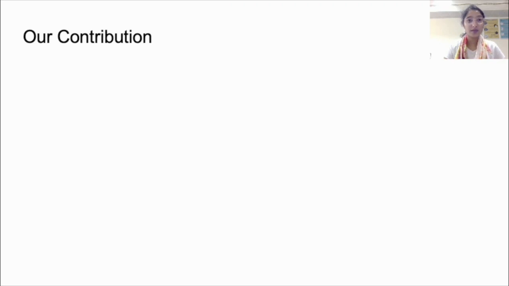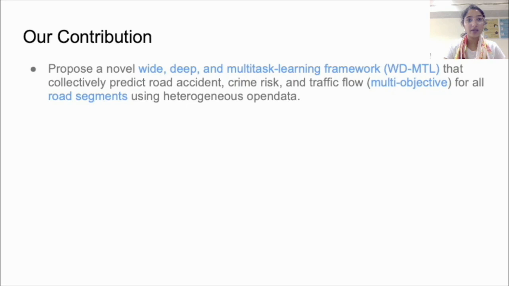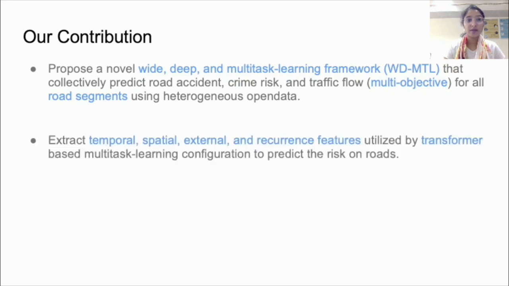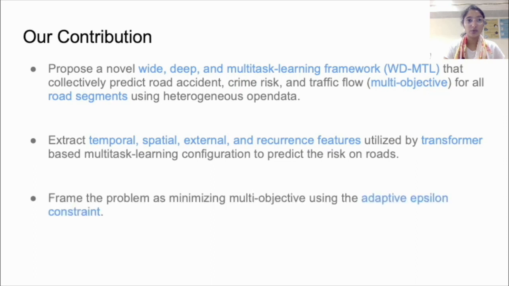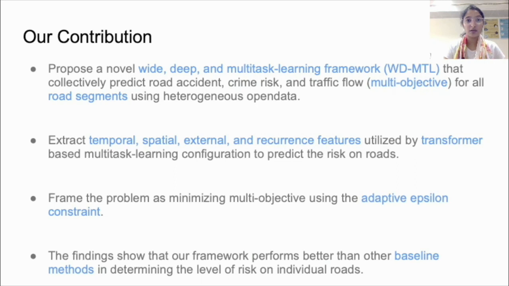Our contributions are as follows. First, we propose a novel wide, deep and multitask learning framework that collectively predicts road accident, crime risk and traffic flow. These are the multi-objectives for all road segments using heterogeneous open data. We then extract temporal, spatial, external and reference features that are utilized by a transformer-based multitask learning configuration to predict the risk on roads. Next, we formulate the optimal risk-aware route recommendation problem as minimizing multi-objective using adaptive epsilon constraint, and our findings show that the framework provides better results than baseline methods in determining the risk of road segments.